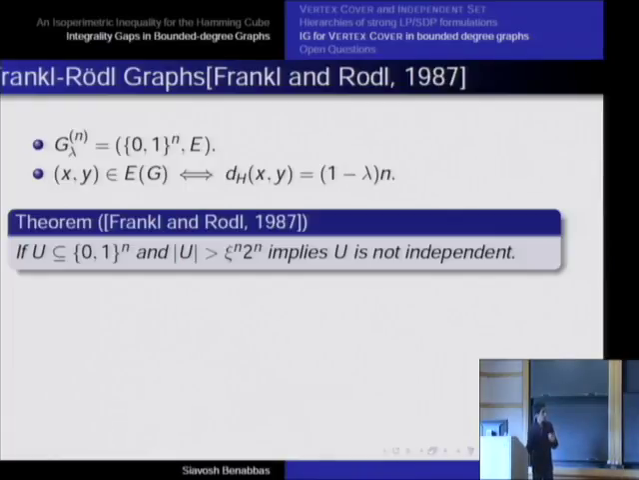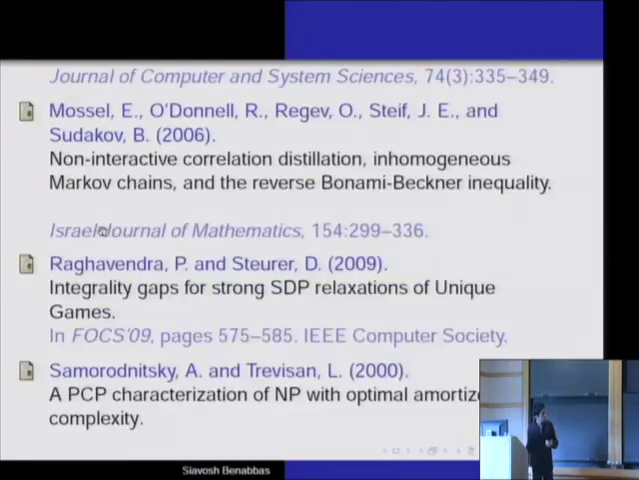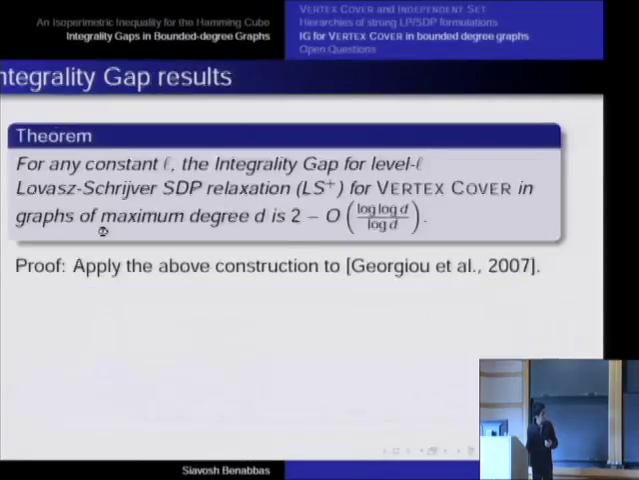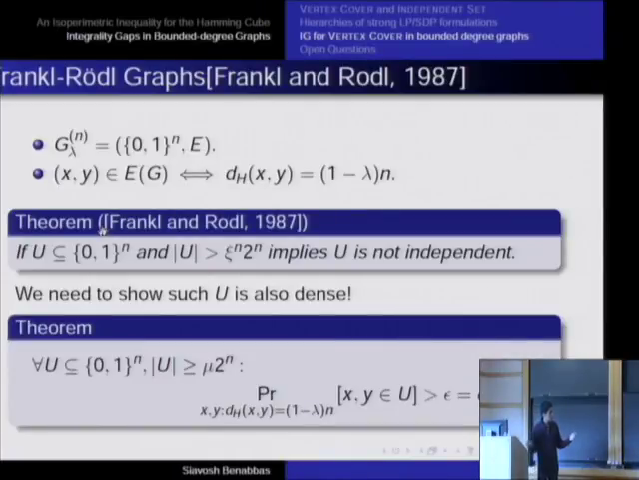You have to show that any small set, the complement of any small set, has many edges inside of it. So it's exactly a density version. So I guess you cannot, for the integrality gap, use another version of the theorem. Well, that's a very interesting question.